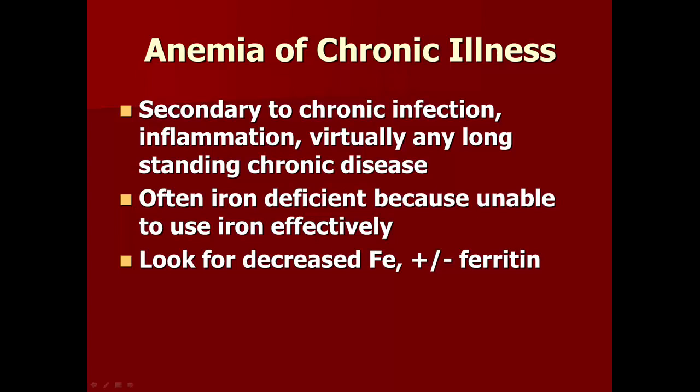Let me know if that didn't make sense, but the idea here is anemia of chronic illness is normochromic, normocytic, frequently secondary to anything that can cause a chronic inflammatory state or chronic infection. Watch them carefully the longer it goes because they may develop an iron deficiency anemia because they've depleted their iron stores.